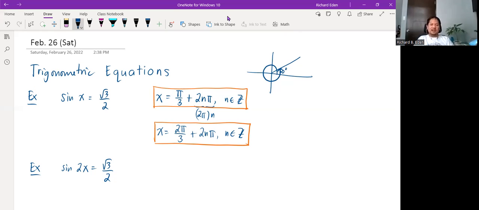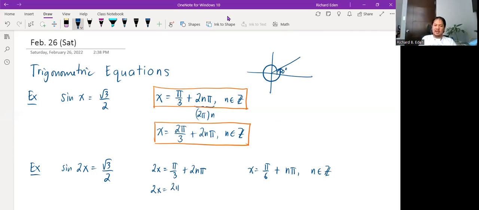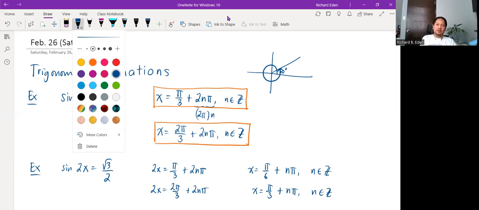So in this case, think of the requirement being that 2x has to be pi over 3 plus 2n pi, because 2x now takes the role of x from the previous equation. That means x is equal to pi over 6 plus 2n pi divided by 2, so it's n pi, where n is an element of the integers. Similarly, 2x is 2 pi over 3 plus 2n pi. So for the second family of solutions, x is pi over 3 plus n pi, where n is an element of all the integers.